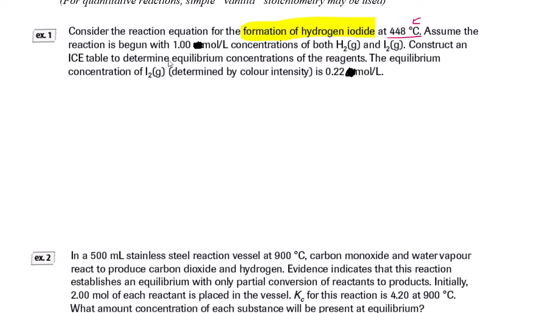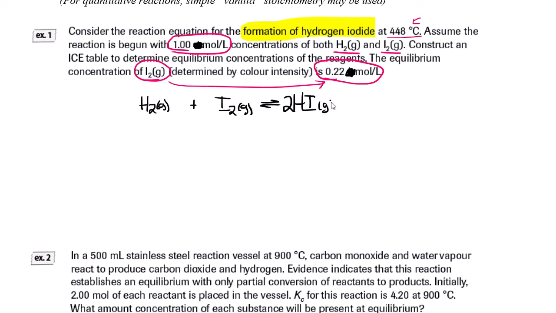We're going to assume the reaction has begun with 1 mole per liter concentrations of both hydrogen and iodine gas. Construct an ice table to determine the equilibrium concentrations of the reagents. The equilibrium concentration of iodine, determined by color intensity, was 0.22 moles per liter. Okay, the first thing I need to do is write out my equation. So we're being told that this is the formation of hydrogen iodide from hydrogen gas and iodine.